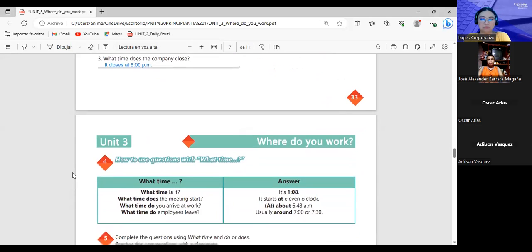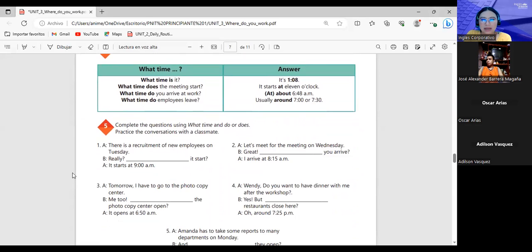If you move on to page number 34, in here you have the same information. You are going to find some examples about questions using the expression, what time? Okay, let's see. Take a look at the first example. Miren el primer ejemplo. What time is it? It's 1:00. Question number two. What do you see in question number two? What time does the meeting start? It starts at 11 o'clock.